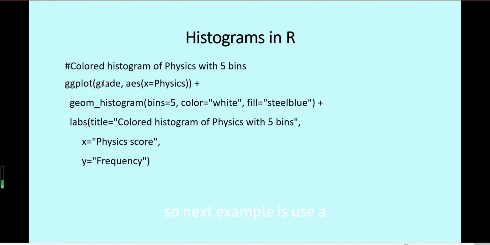The next example uses a colored histogram with 5 bins. Similar to before, here we just add bins in the histogram function: bins equals 5, which means the x-axis has 5 bins. And we set color and fill.